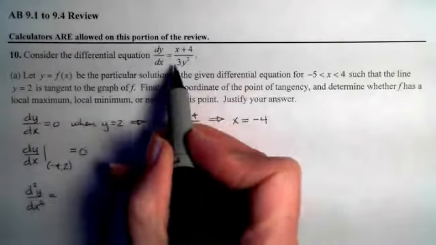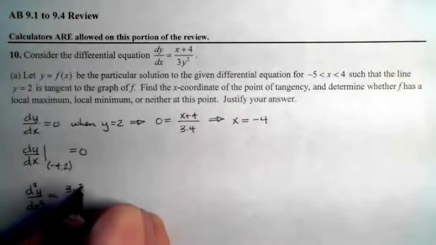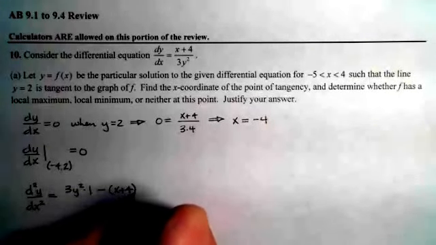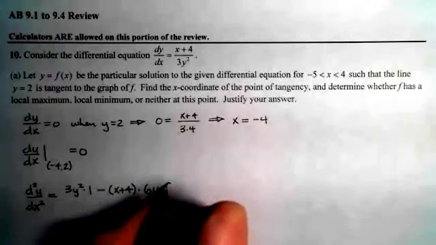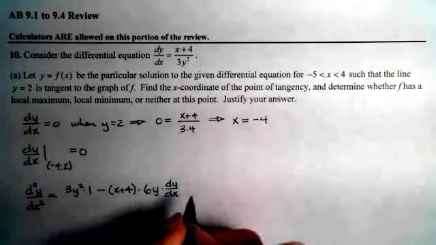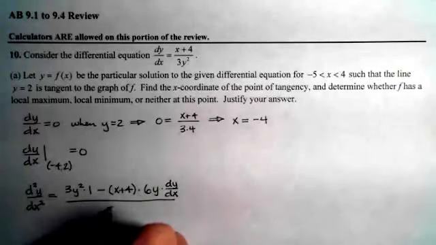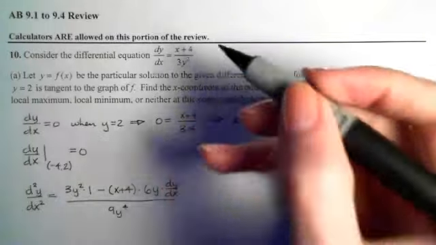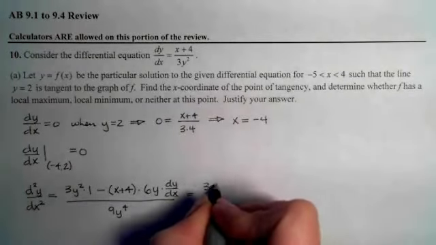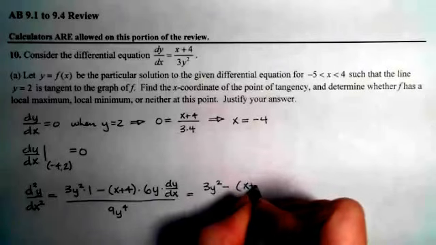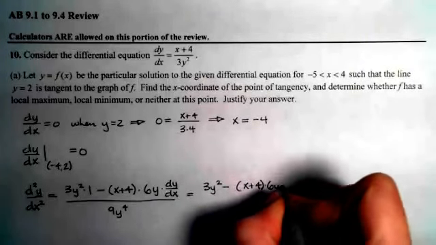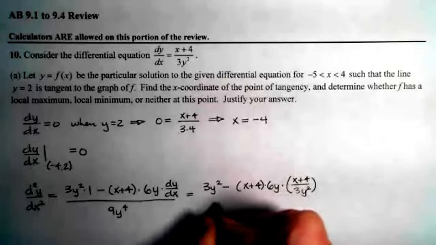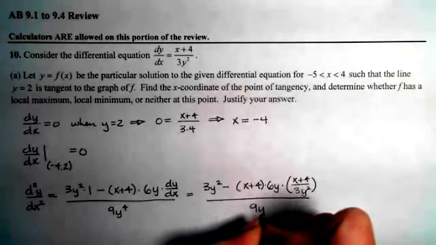If I want to do the second derivative, I will do my quotient rule. So there's low d high minus high d low. Remember, I got to do that implicit differentiation over my low squared. Now dy/dx is this expression. So I actually have a 3y^2 minus an (x + 4) times a 6y times another (x + 4) over a 3y^2, and that's all over a 9y^4.